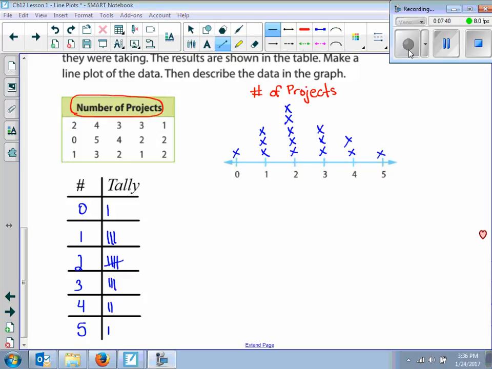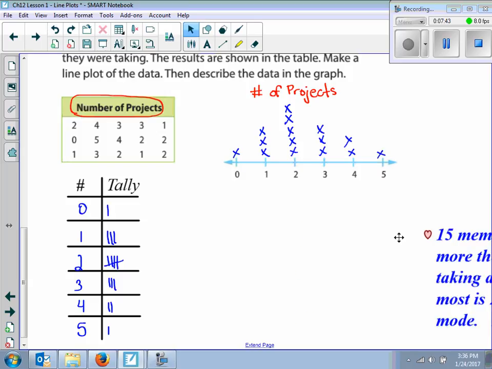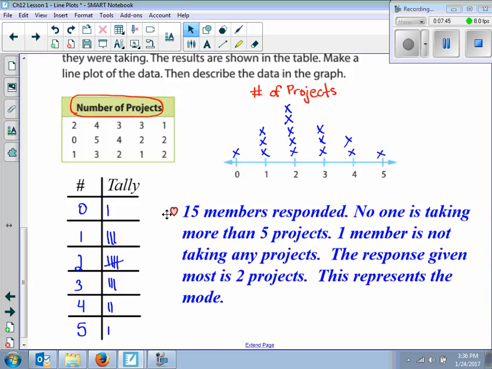So now we want to describe the data. I've already got it written out, and you can just take a look at it. Just like what we did in the first example. It said 15 members responded. No one is taking more than 5 projects, because again, that's the upper extreme. 1 member is not taking any projects, that's taking 0 projects there. The response given the most is 2 projects, and that 2 projects represents the mode.